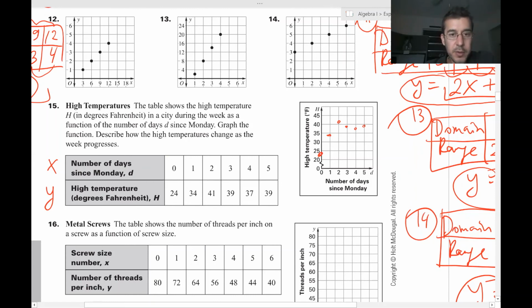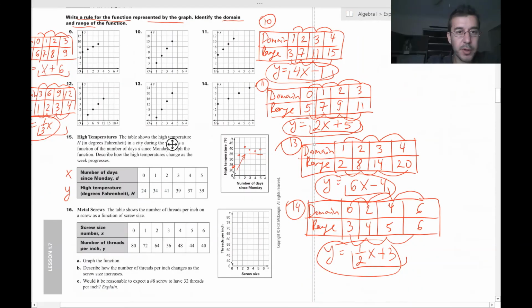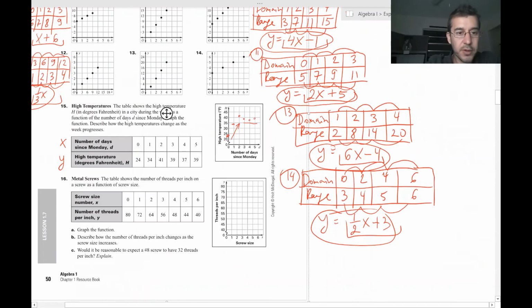Describe how the high temperatures change as the week progresses. As the week progresses, we can see the temperature rises, and then it stabilizes around the second or third day. Okay. Number 16, metal screws. The table shows the number of threads per inch on a screw as a function of screw size.